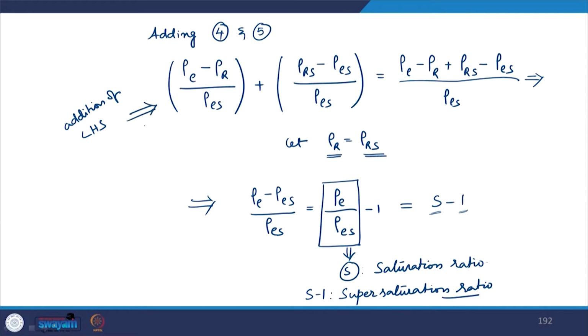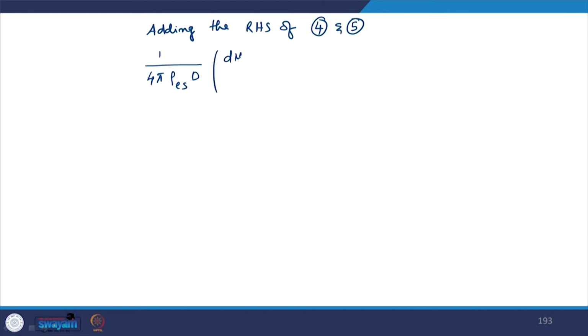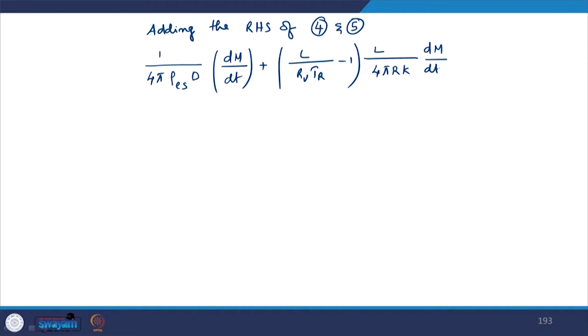This was the addition of LHS alone. Now, let us add the RHS as well. Adding the RHS of equation number 4 and equation number 5, we will realize 1 by 4 pi rho Es D times dm over dt plus L by RvTR minus 1 times L by 4 pi R K dm by dt.